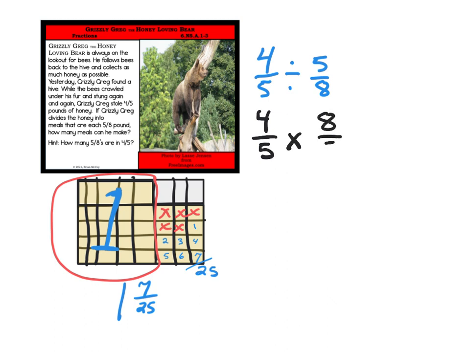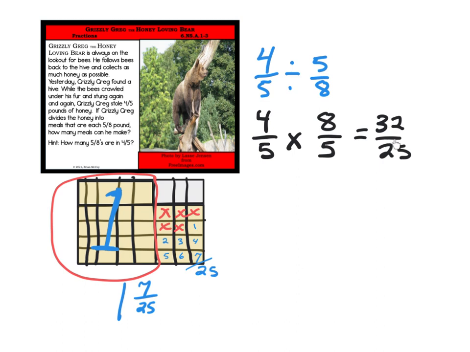So watch what I do here. I convert the division into multiplication, and then I flip this one upside down. So the 5 goes on the bottom and the 8 goes up on the top. Now I can just multiply like normal, where I multiply the numerators and I multiply the denominators. 4 times 8 is going to give you 32, and then 5 times 5 is going to give you 25. And right there is your answer.